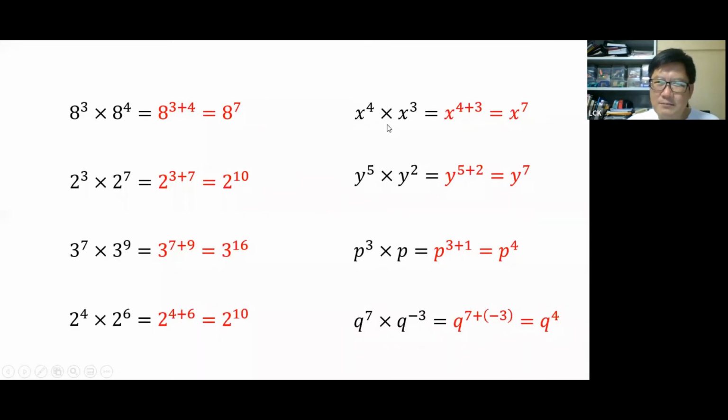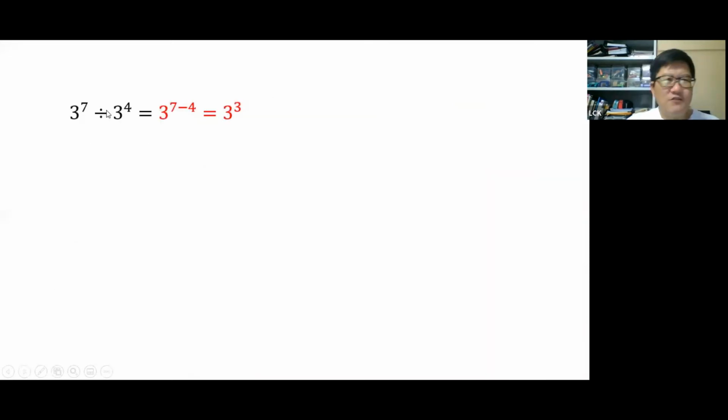So now we're done with the multiplication. Now I'll show you the division. 3 to the power of 7 divided by 3 to the power of 4 is really simple. It's 3 to the power of 7 minus 4. Why is it minus? Because your bases are the same and it's a divide. So it's 7 minus 4, and you get 3 to the power of 3. That's all. Next, 4 to the power of 7 divided by 4 to the power of 2. That's 4 to the power of 7 minus 2, equal to 4 to the power of 5.